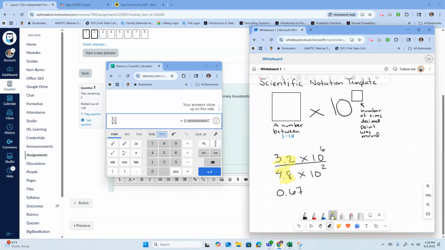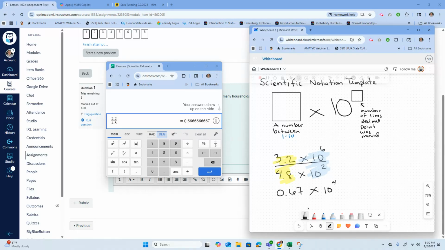And then I'm going to divide the powers of 10, but the way you divide the powers of 10 is, see what I highlighted in blue, you're going to keep the 10, and what you're going to do is subtract the exponent. So 6 minus 2 is 4.